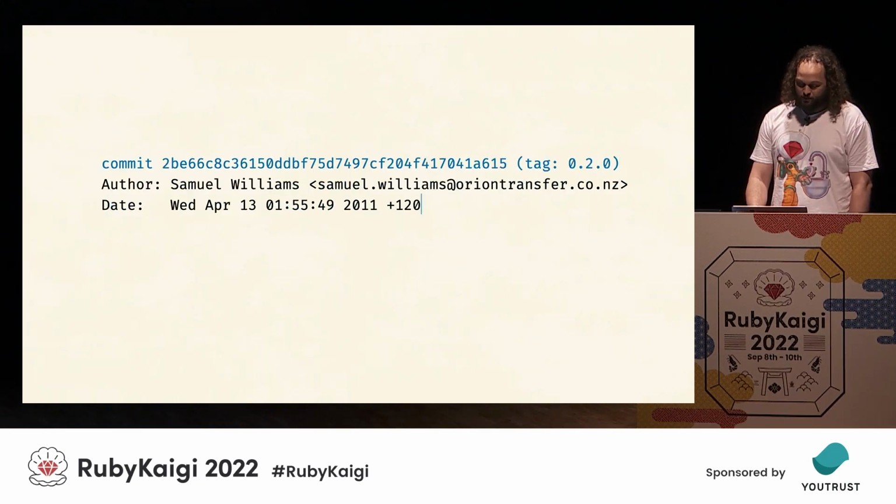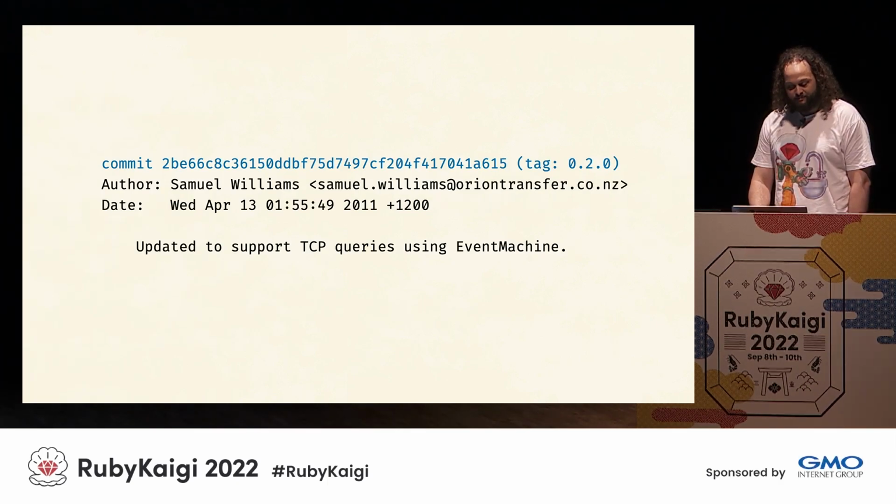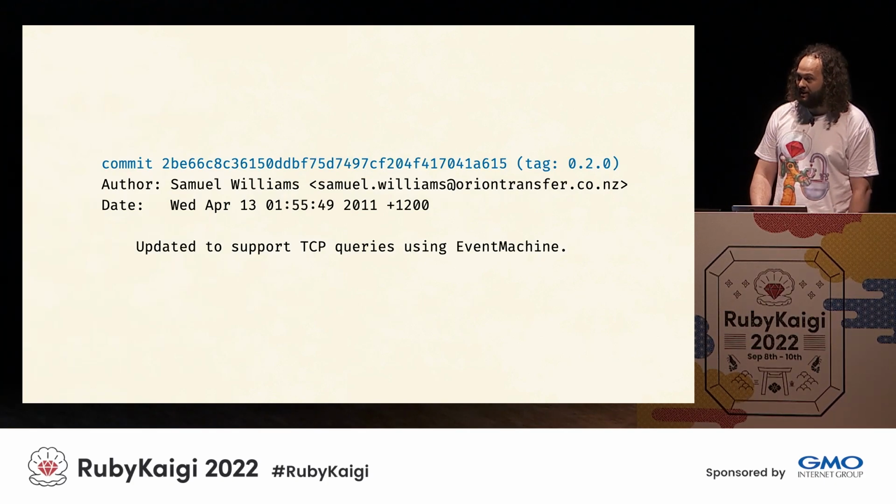I wanted to make Ruby DNS robust and scalable, so I refactored the implementation to use Event Machine, which was a popular framework at the time. However, because Event Machine had a totally different implementation of I/O, I had to rewrite my server.